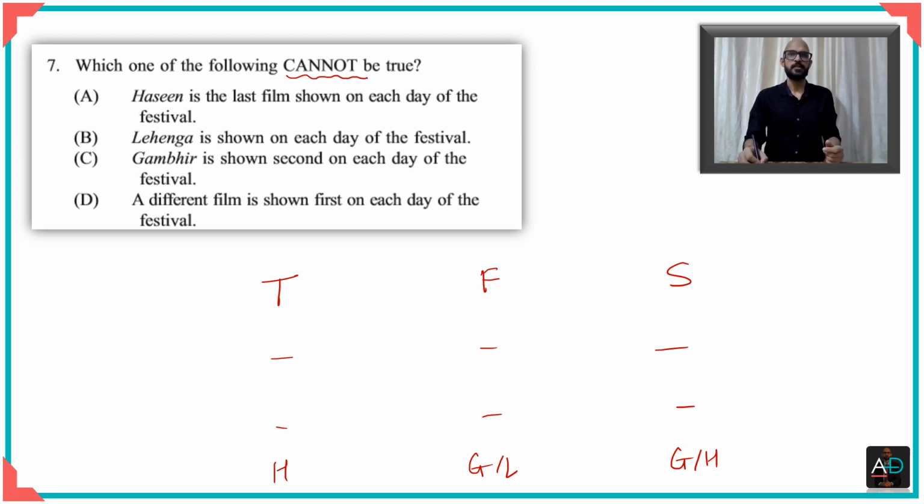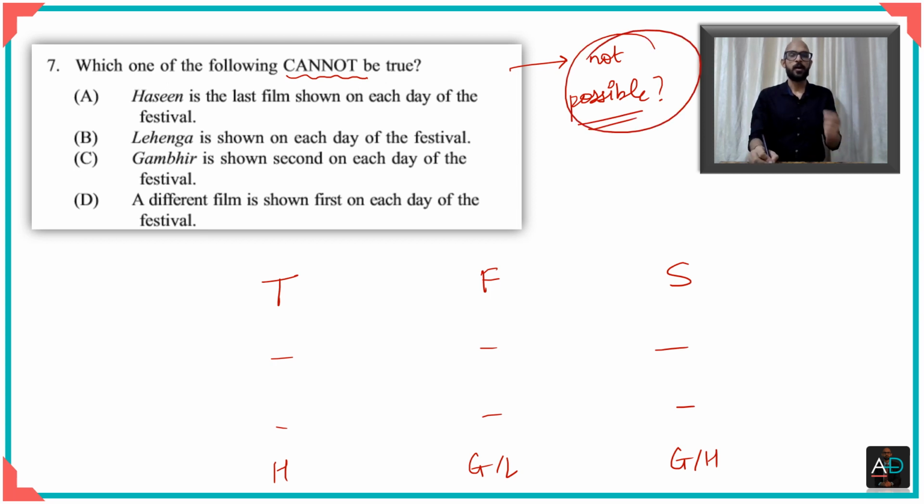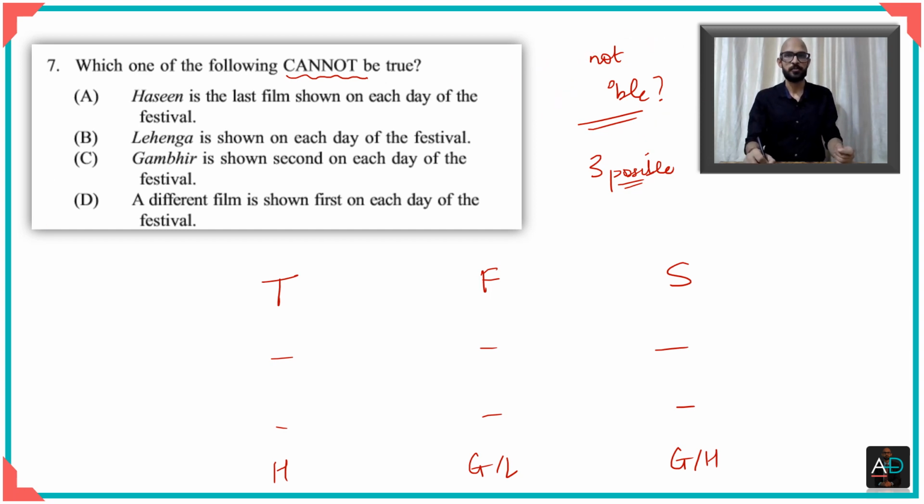Okay, so now your question says which of the following cannot be true. What that means is that which of these is not possible, right? So out of these 4 options, 3 of these are possible. That's what that means. 3 of these are possible and 1 of them is not possible. So we have to find out that one option which is not possible. Okay, so we'll look at them again option by option.